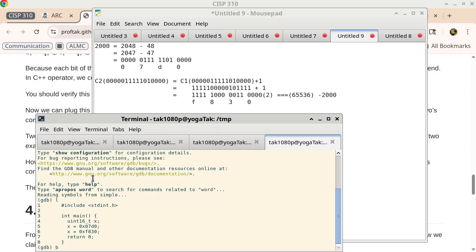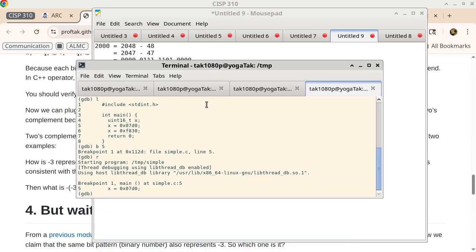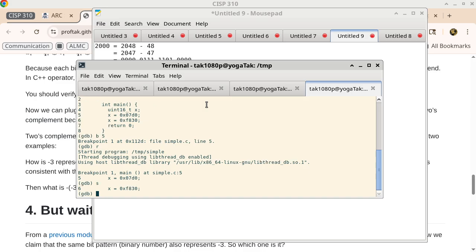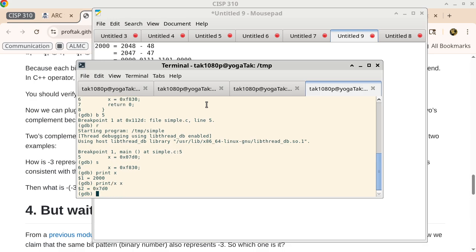We put a breakpoint on line 5, run the program. It's now on line 5, so it is right before x is initialized. So we single step through line 5, and now x is initialized. So now I can print x. It is, guess what? 2000. If you go like, I don't trust that, can GDB convert it back into hexadecimal so I can take a look at that? Yes. Isn't that cool? I think it is cool.